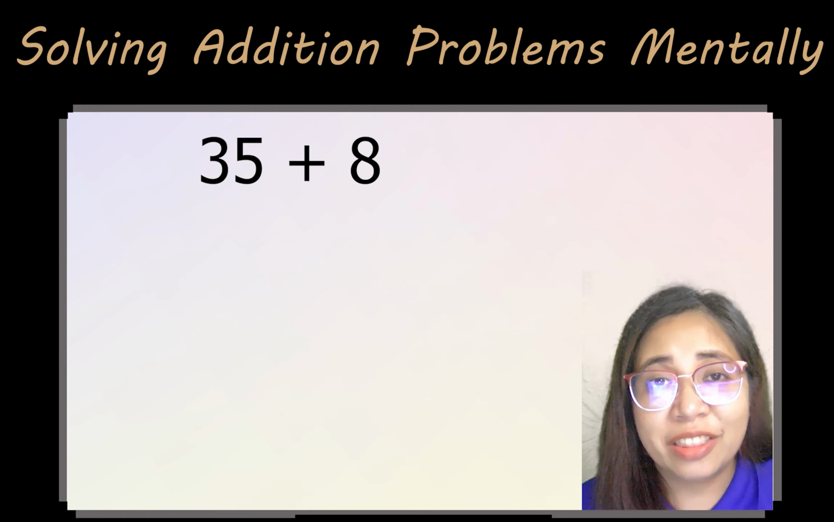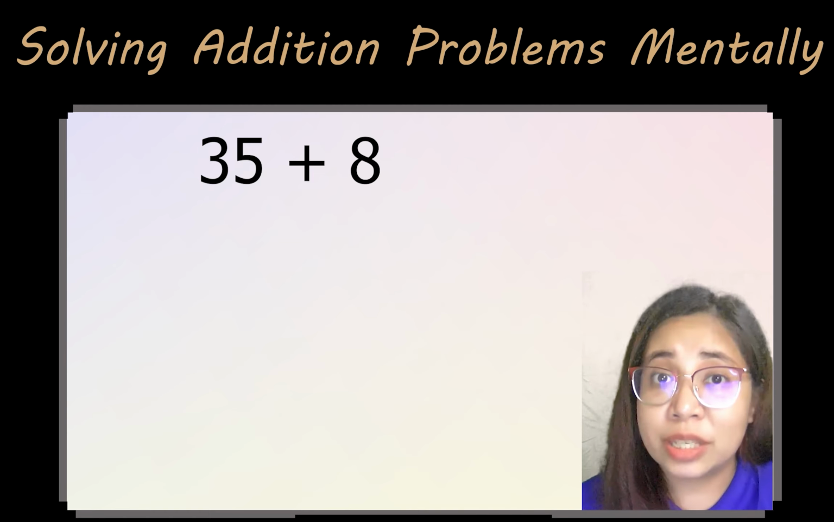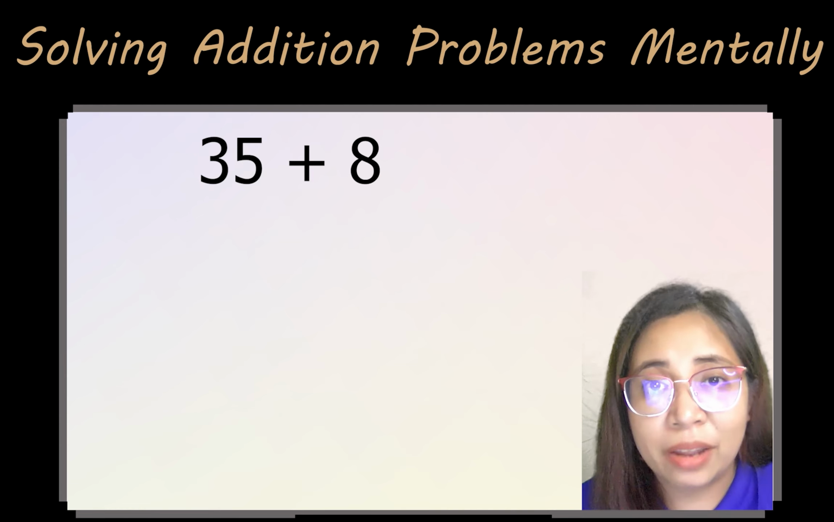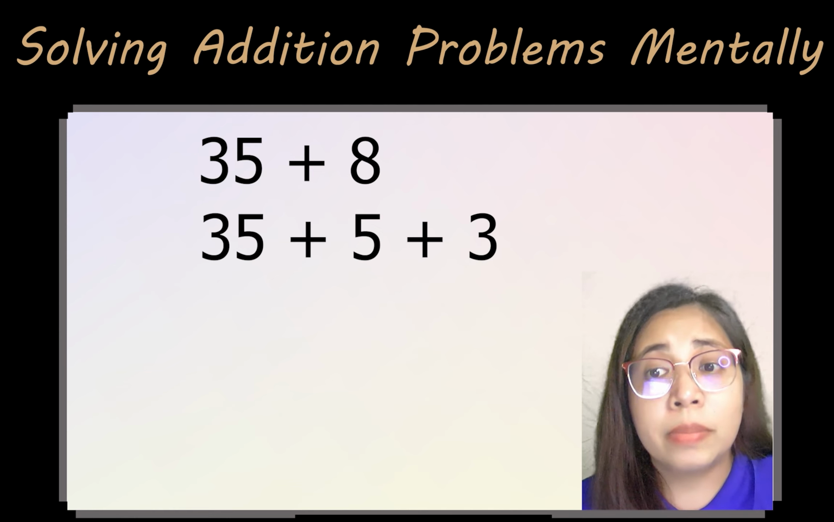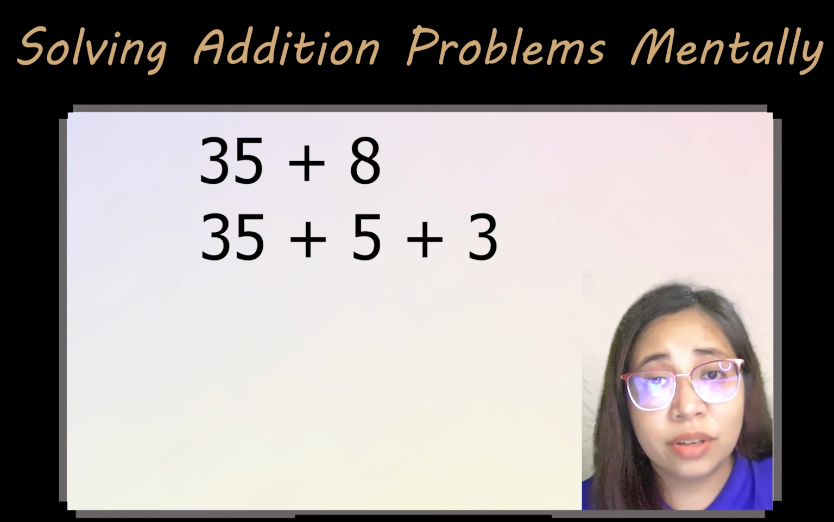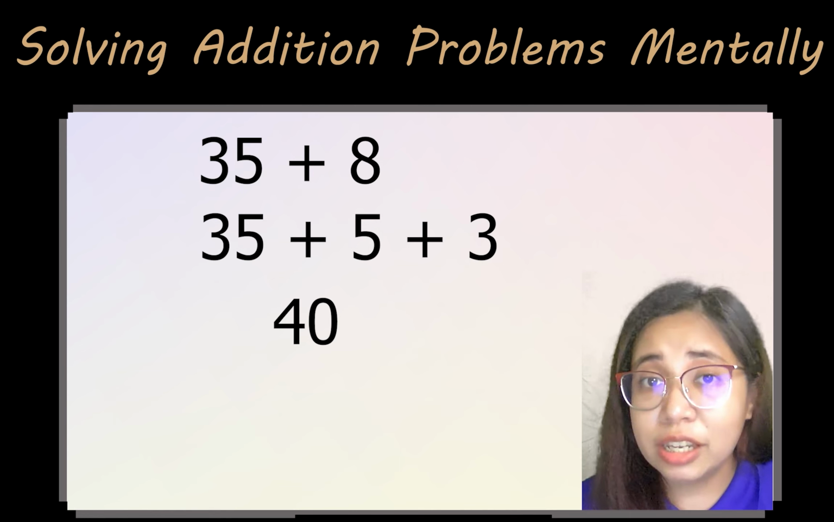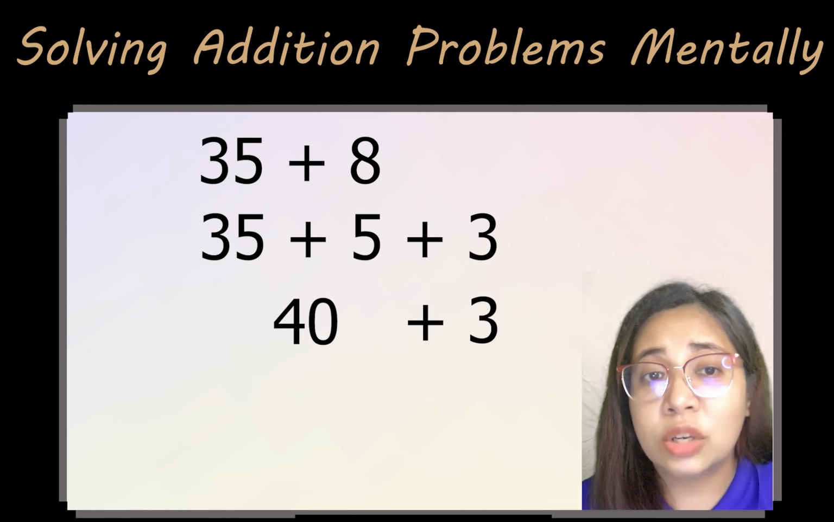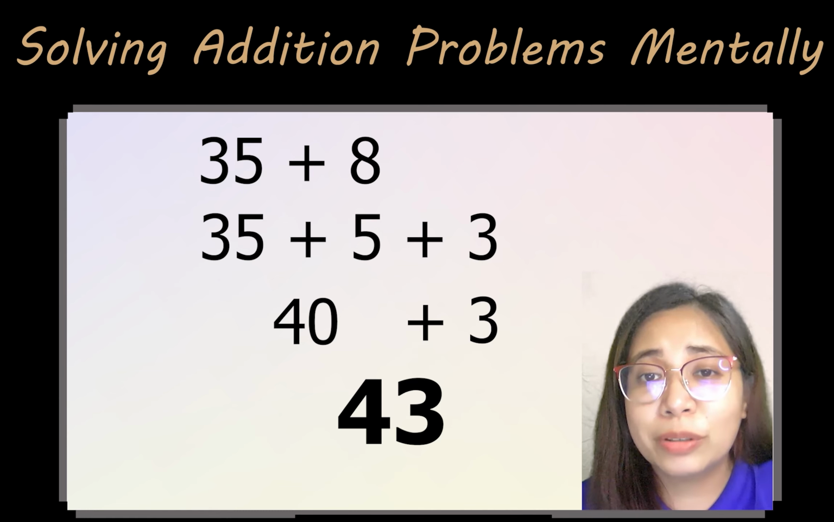For example, 35 plus 8. So yung 35, para maging divisible sa 10, ay need niya ng 5 na manggagaling sa 8. So ang equation natin ay magiging 35 plus 5 plus 3. Bale, 35 plus 5 is equal to 40. So magiging 40 plus 3 is equal to 43. So ang tamang sagot sa 35 plus 8 is equal to 43.